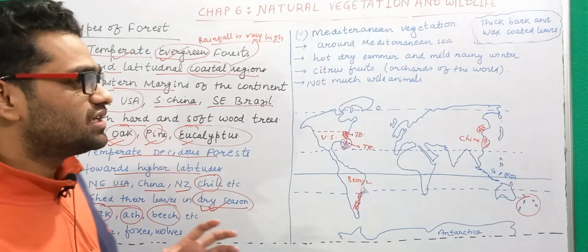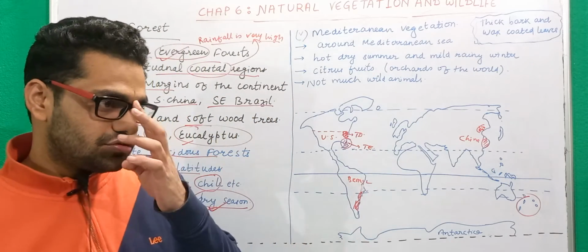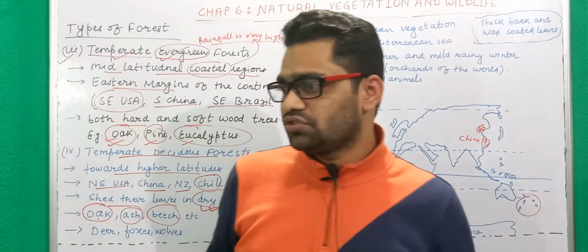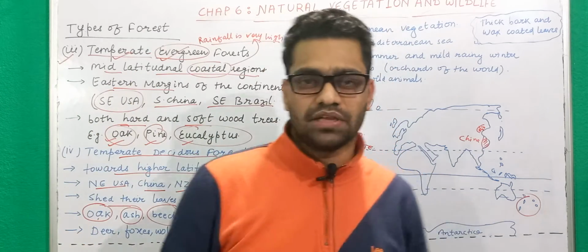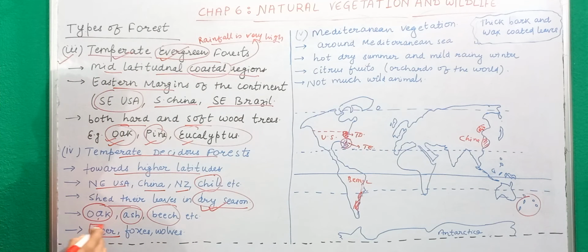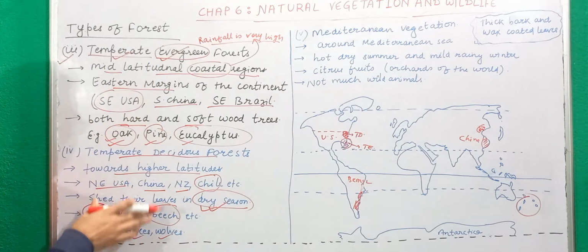Basically, you have to remember this, because it is not very much a conceptual thing. It is something you have to mug up, like the types of trees found here and the types of animals, that is deer, foxes and wolves. These are the animals that you will come across in temperate deciduous forests.